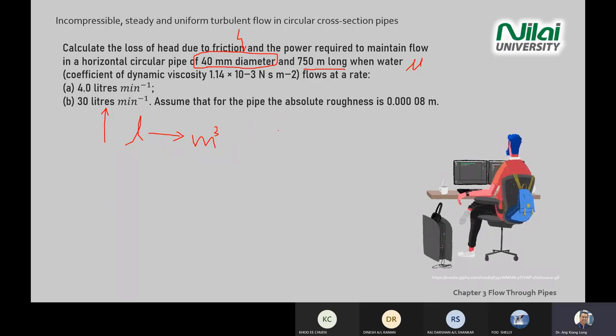Just to memorize, 1 meter cube equals 1000 liter. Dinesh, I ask you to memorize this one. The second equation, I ask you to memorize for the class. It's important. 1 meter cube equals 1,000 liter. That will help you to solve the question. Important conversion unit.